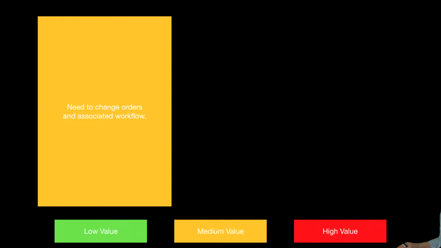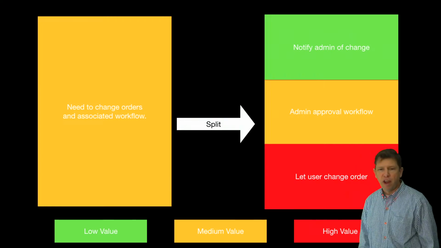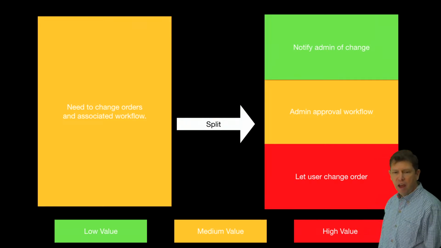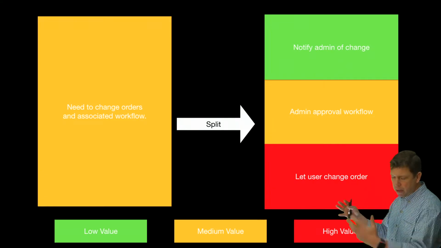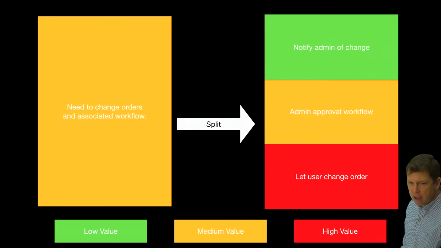So if we color code these, the red's going to be something that has really high value. The yellow is medium value, and the green is low value. I don't know if those are the best colors for it or not. But anyway, the whole story had medium value. But we split it up, and we said, okay, the lowest value thing here is notifying the admin of change, letting them know that it had changed, like sending an email or something. The medium value for this in this particular situation was the approval workflow. Did they have a way to actually approve it? And then the really high value here is let the user change the order.